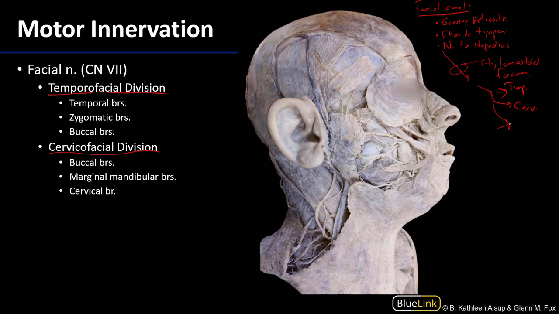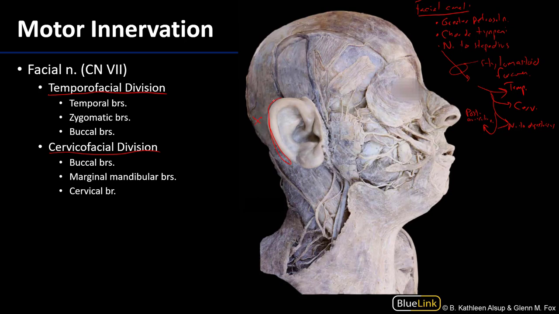The nerve to digastricus, which we'll discuss in another session, innervates the posterior belly of digastricus and the stylohyoid muscles. And then the posterior auricular nerve is going to innervate the occipital belly of occipitofrontalis and some of the auricular muscles, which are largely atrophied, but are capable of moving the ear about.